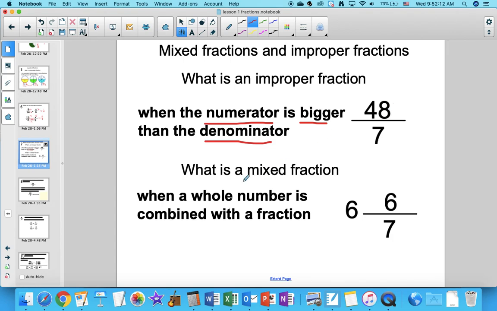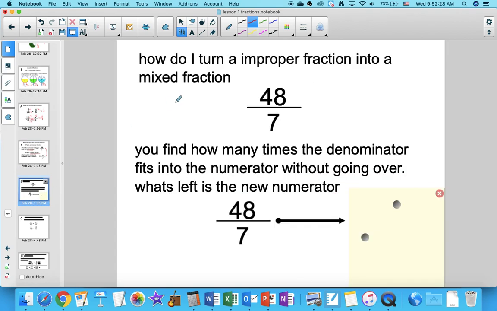So you can make a mixed fraction when a whole number is combined with a fraction, right? When a whole number is combined with a fraction. So both of these represent the same thing. And you can convert one to the other. So how do I turn an improper fraction into a mixed fraction? Well, you find how many times the denominator fits into the numerator without going over, right? What's left is your new numerator. So how many 7s fit into 48?